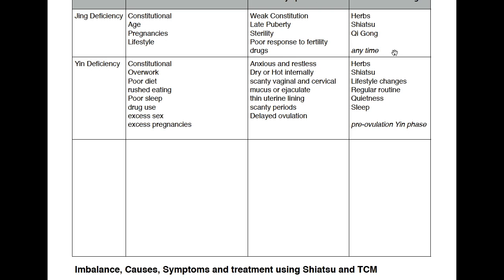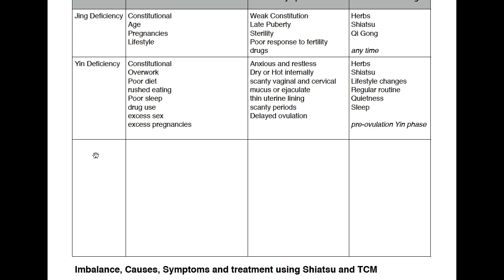Now, what can we do about it? Well, herbs are probably a good idea, especially if there's a lack of time. A lot of these you can probably improve with lifestyle changes, making a regular routine, finding quietness in your life, and better sleep. But if there's a lack of time, then you probably want to supplement the shiatsu with herbs. The best time to treat is in the pre-ovulation or the yin phase of the cycle, and I've got a chart for that later on, and we'll go over the whole different stages of the cycle later on. Okay, so that's your yin deficiency. Okay, so let's have a look.